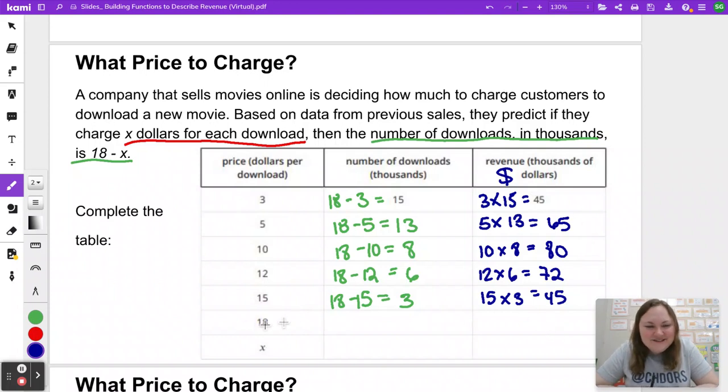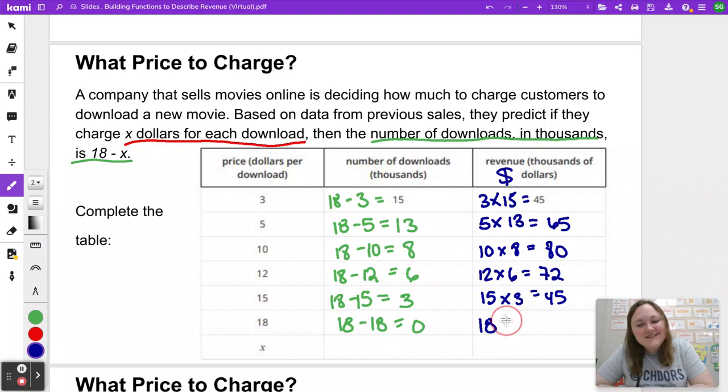I did save the last one, the $18 to do on camera. If each movie cost $18, their prediction of how many they would sell is 18 minus 18 is 0. So if the price for a single movie online is $18 each, they're predicting based on their 18 minus X that they would end up selling 0 of them. And if you sell 0 of them, what's your revenue? How much money are you making? Well, $18 each times 0 just means you would be making $0. You don't make any money there.